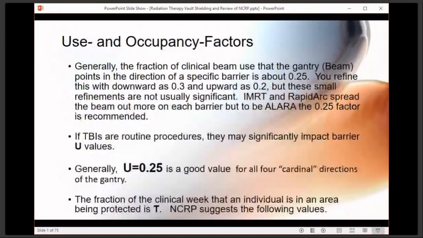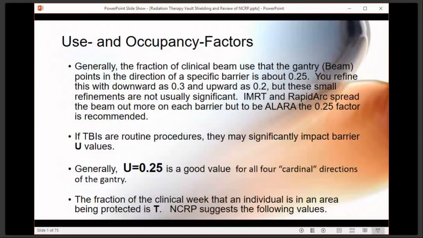All right, use factors. There's a lot of data that's come out over the years, people monitoring their gantry orientations and seeing that beams point here and there and have all kinds of variations across the barriers. But I think it's highly recommended to stick with the simplest values, and that's basically each barrier gets about 1/4 of the total workload.